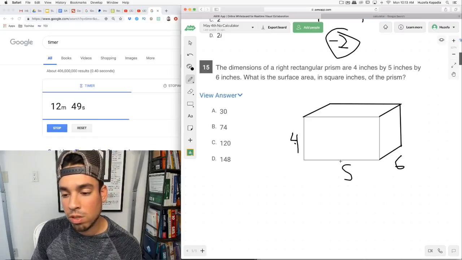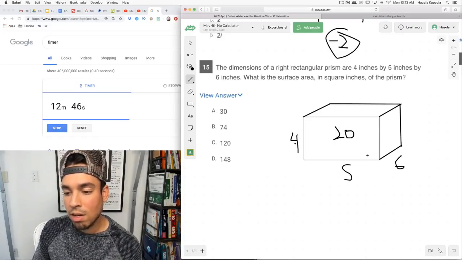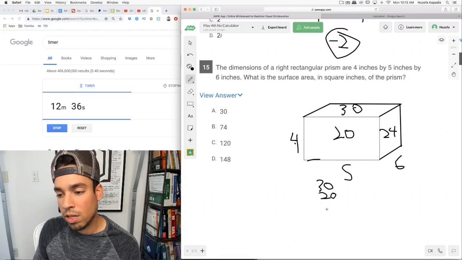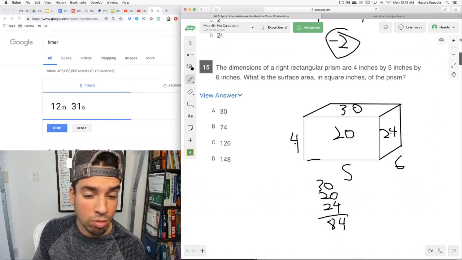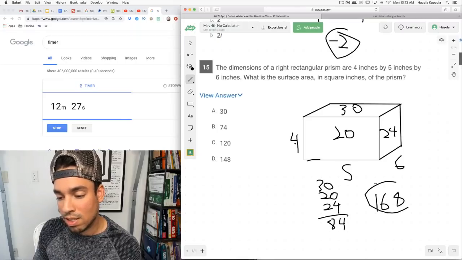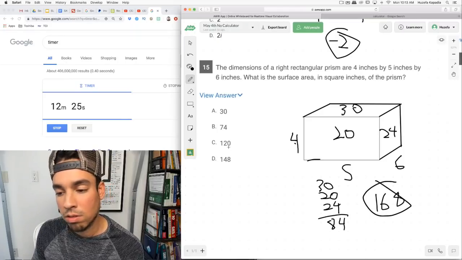Calculate the front face, 4 times 5, which is 20. Calculate the side, which is 4 times 6, which is 24. And then calculate the top, which is 5 by 6, which is 30. And that's 30 plus 20 plus 24, which is 84. And then we double it, because I just did 3 out of 6 sides, so we double it because the other sides are all equal. So it's 168. Oh, wait, what?